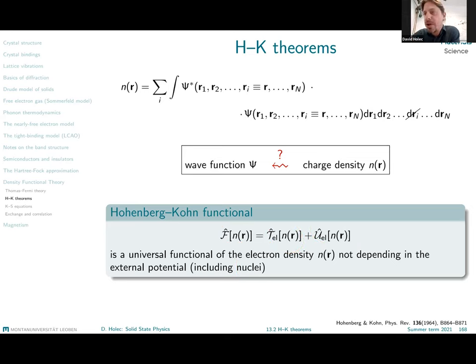No matter whether my charge density should correspond to aluminium, to iron, to titanium nitride, if the charge density is the same, the corresponding kinetic energy and electron-electron interactions will be the same. Because in these parts of the interaction, we do not know anything about the nuclei. They concern only the electrons.